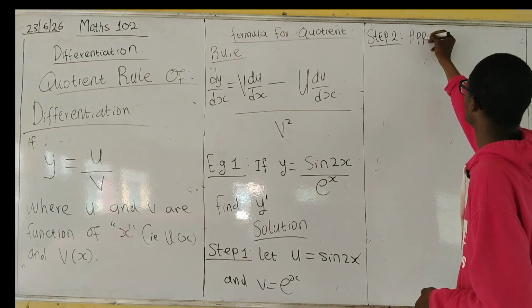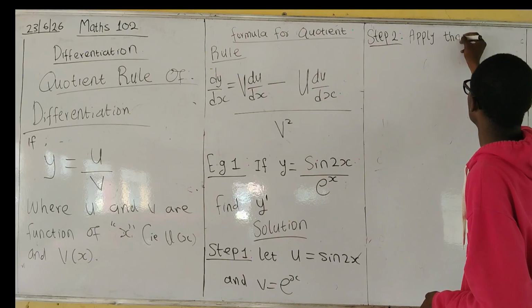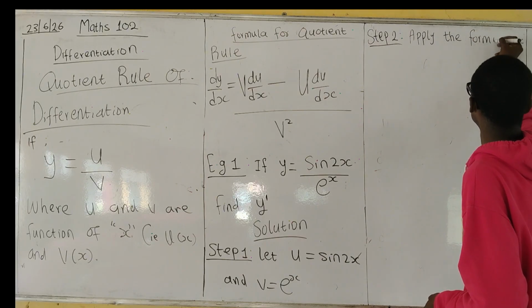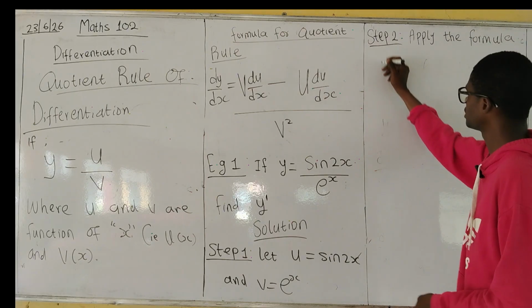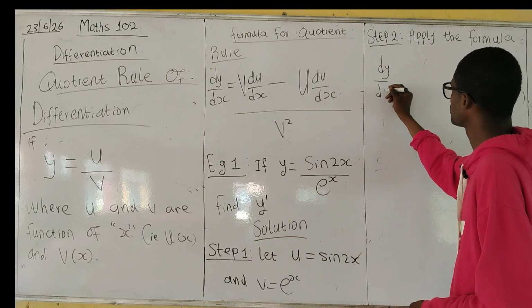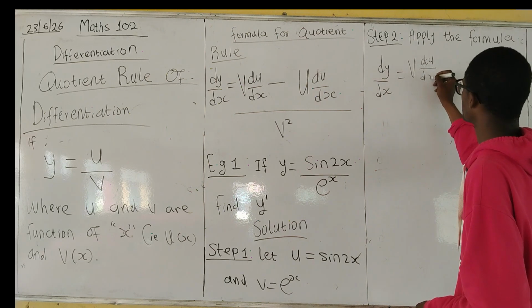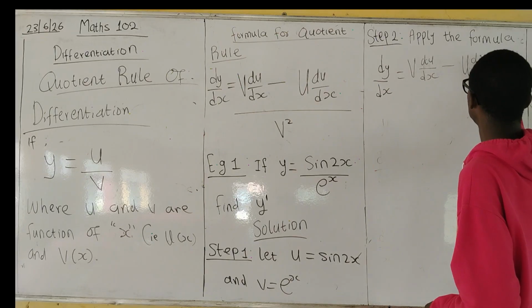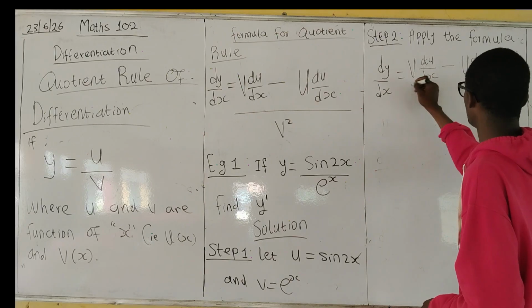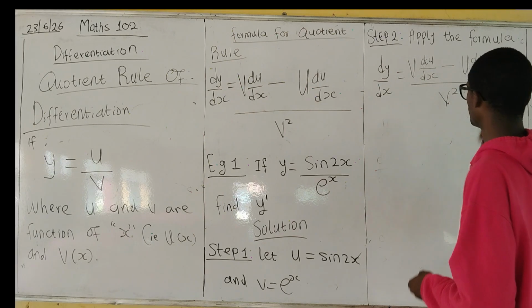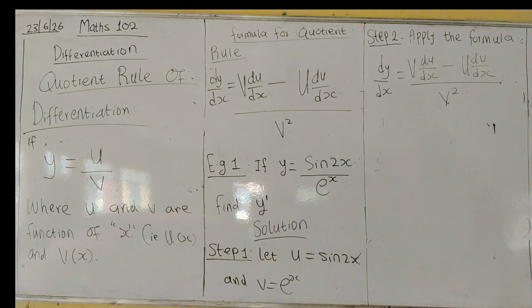Apply the formula. So what is the formula? What does the formula say? That dy/dx equals (v du/dx minus u dv/dx) over v squared. So this is what we're having, right?